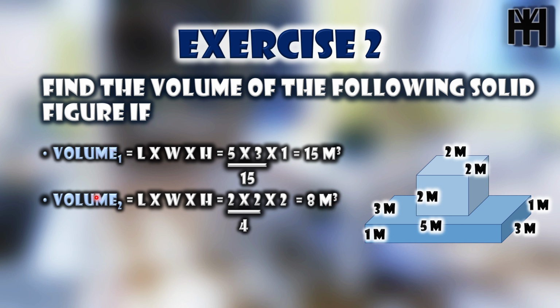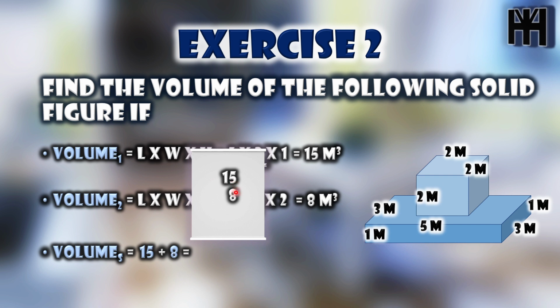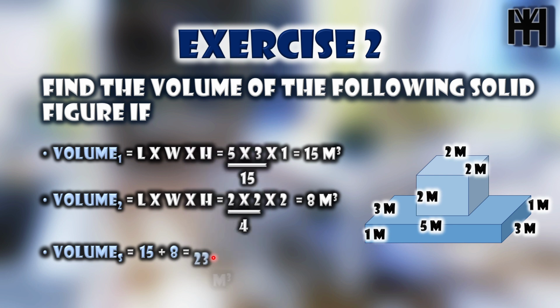So we get the first volume and the second volume. Let's get the volume of the solid. So it will be volume 1 plus volume 2. So it's 15 plus 8. Let's add them. 5 plus 8 is 13. 3 and add 1 here. 1 and 1 is 2. So the answer is 23 meter cube.